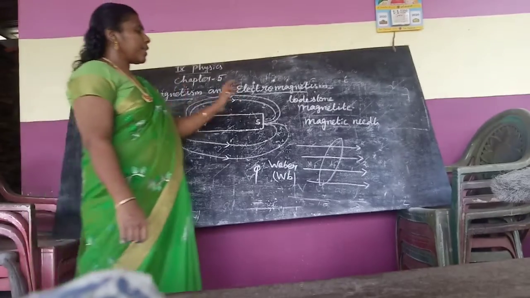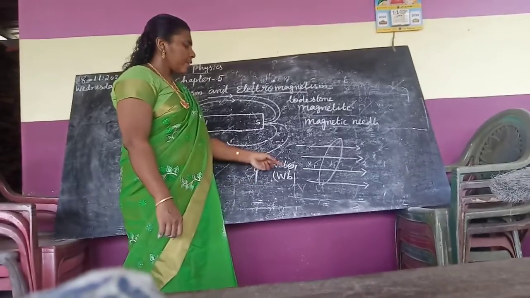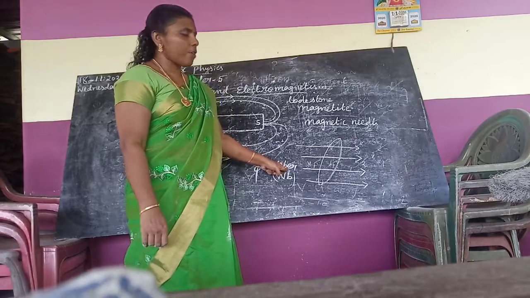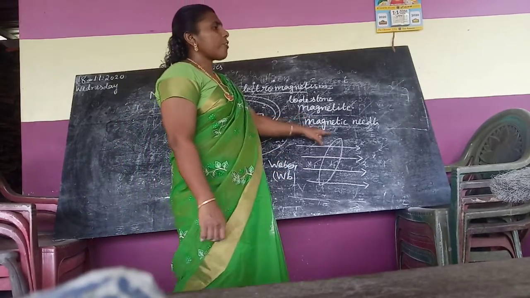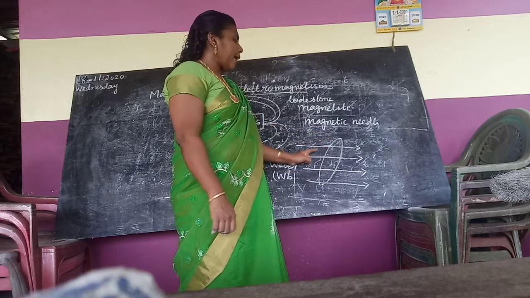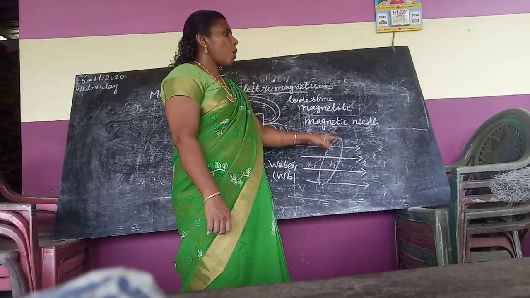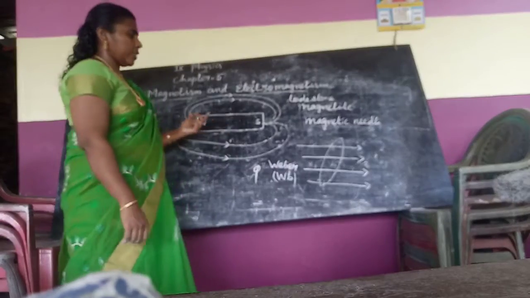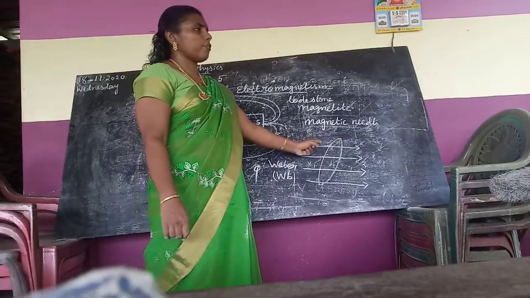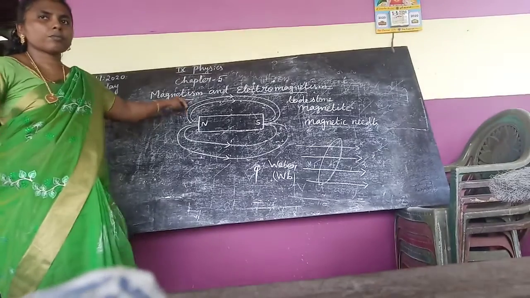And the next one is the flux. Magnetic flux is denoted by the letter phi. The unit of magnetic flux is Weber, that we can say Wb. And what is magnetic flux density? The magnetic lines of force crossing through a unit area normal to the field lines, that is the magnetic flux density. This is a book question: magnetic flux density. So this much, can you understand, students?